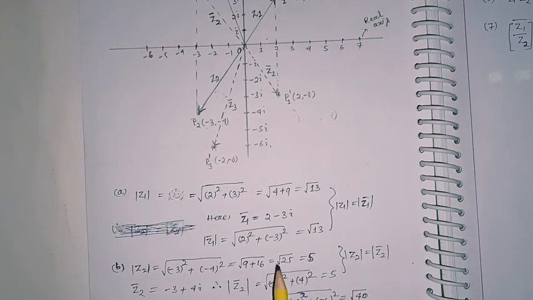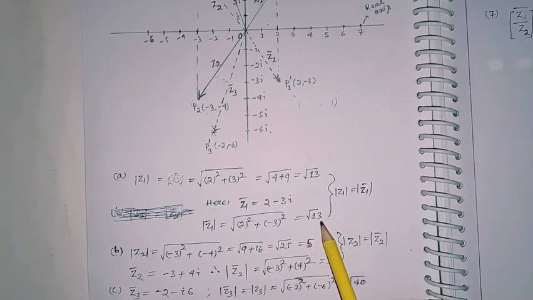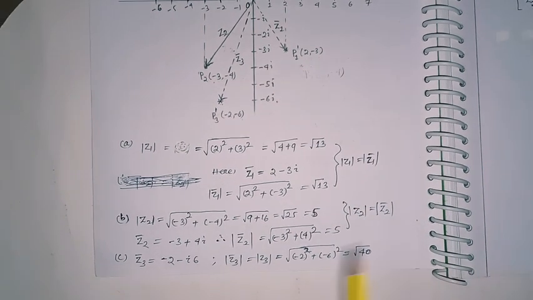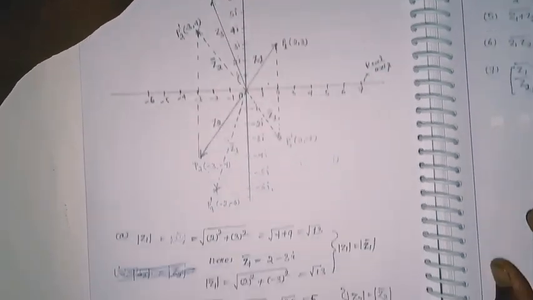root 13. Similarly, if we consider its complex conjugate Z1 bar, that will be 2 minus 3i. Its modulus also will be root 13. We can see both are the same. Now we are going to consider Z2. Z2 means -3 minus 4i. Its modulus will be how much?